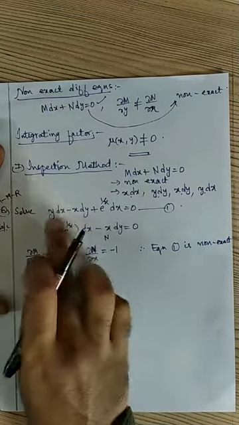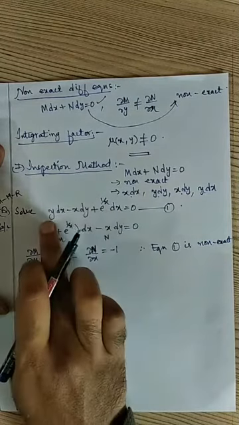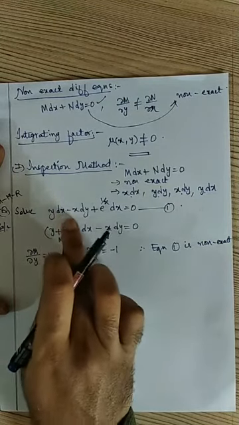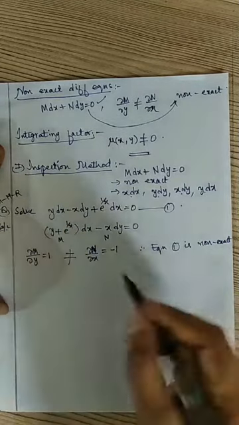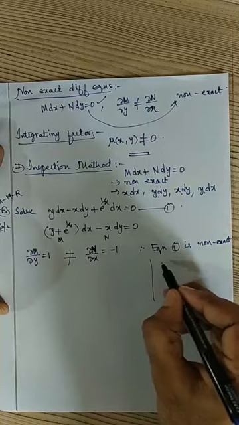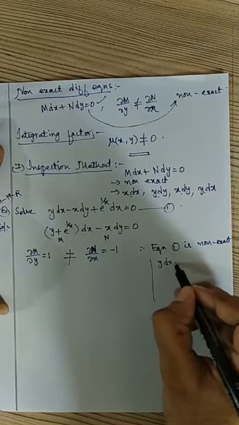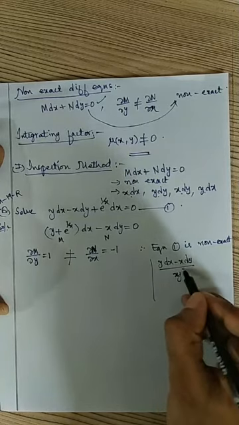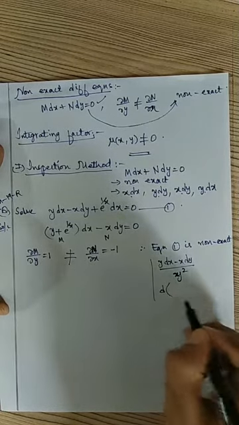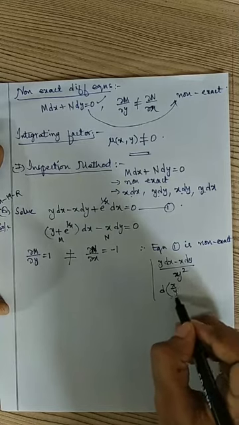If we divide this equation by y square, then what will happen? y dx minus x dy by y square. This whole thing can be written as, so in rough I'll show you. So the equation y dx minus x dy is there. If I divide this by y square, then what will happen? This can be written as d of x by y.